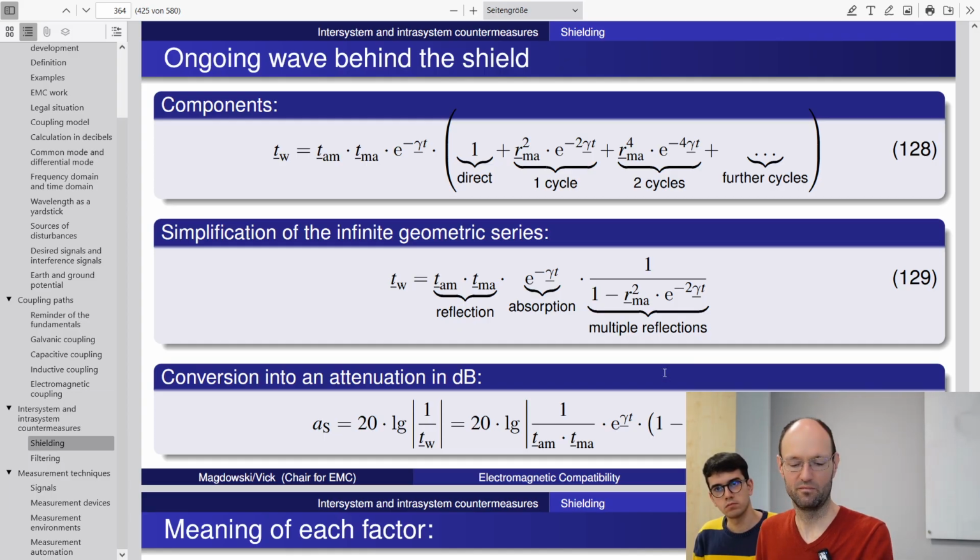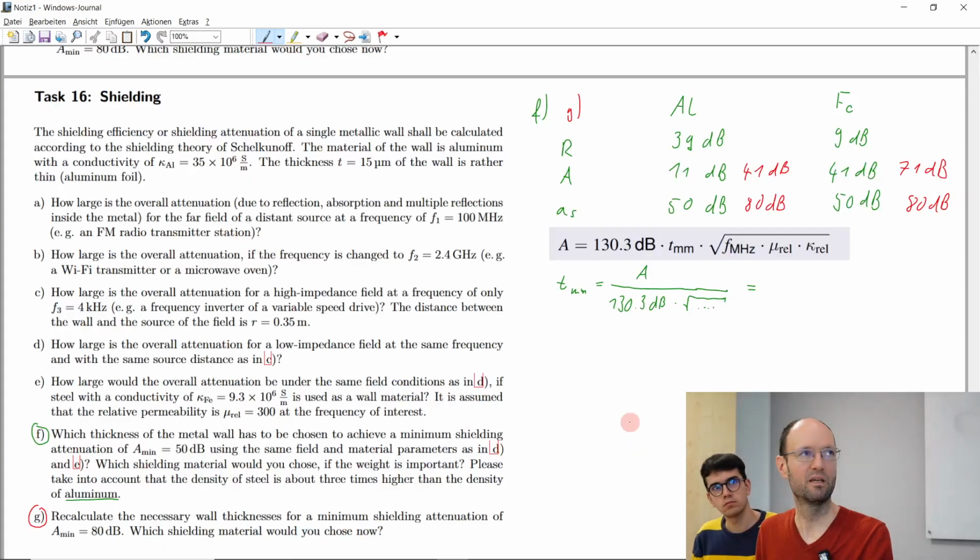And as said, this is the big advantage of Schelkunoff theory, that you have some nice handy rule of thumb formulas, to say, okay, I have this material, I have that thickness, I have this frequency, I have a near field and far field. What would be the overall shielding efficiency of my shield in this case?